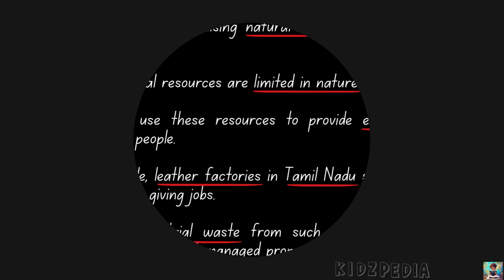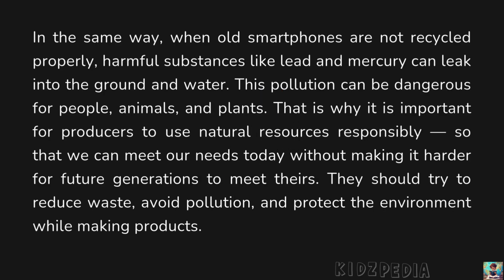treated properly. In the same way, when old smartphones are not recycled properly, harmful substances like lead and mercury can leak into the ground and water. This pollution can be dangerous for people, animals, and plants. That is why it is important for producers to use natural resources responsibly, so that we can meet our needs today without making it harder for future generations to meet theirs. They should try to reduce waste, avoid pollution, and protect the environment while making products.